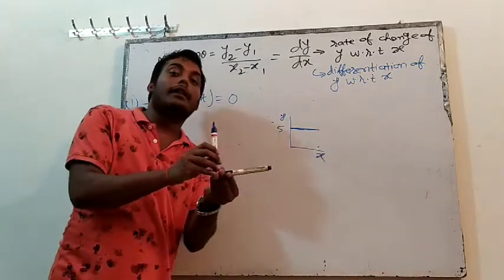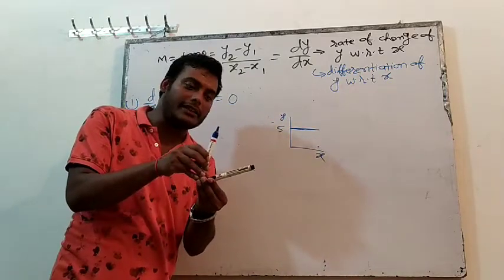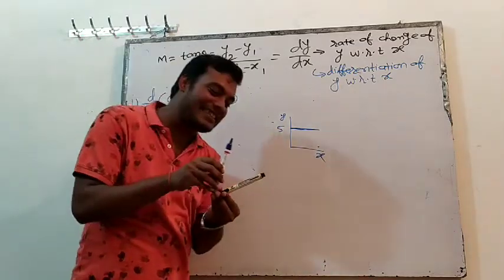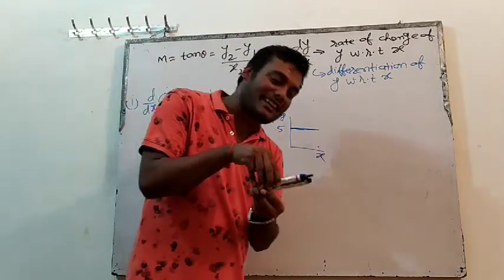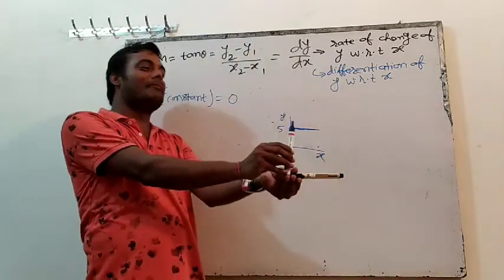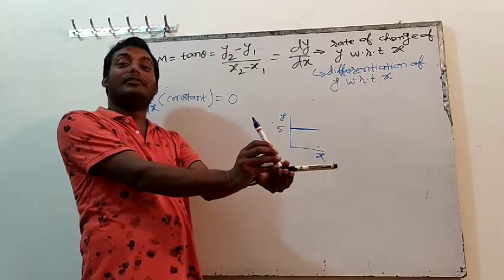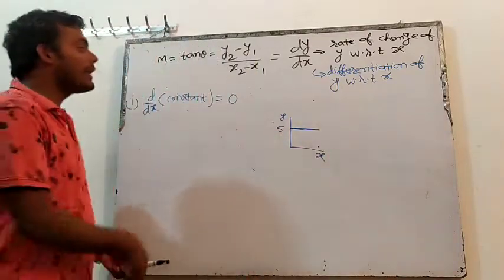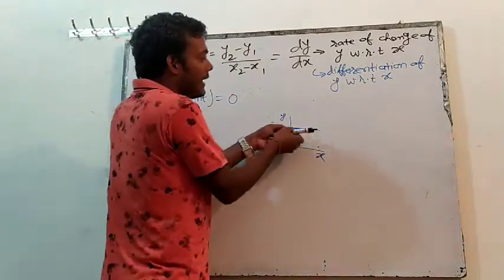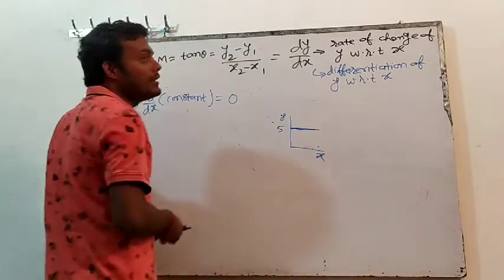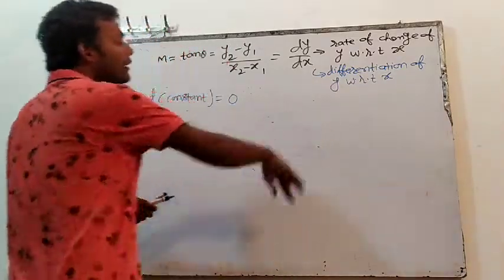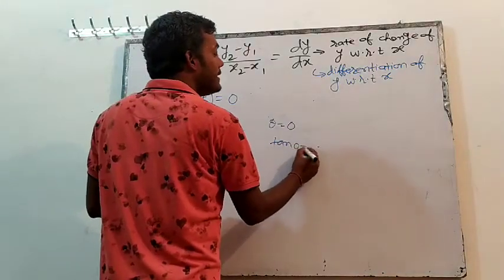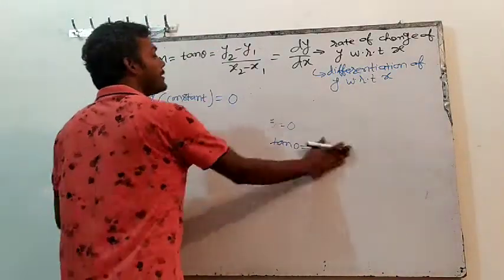For example, see this. This is 90, 80, 70, 60, 50, 40, and this will be 0. And if I make it like this, 90, 120, 130, 150, this will be 180. So what will this angle be? This is the x-axis, and both lines are in the same direction, so this angle will be 0. And if theta is 0, then tan 0 will be 0. That means the slope will be 0.